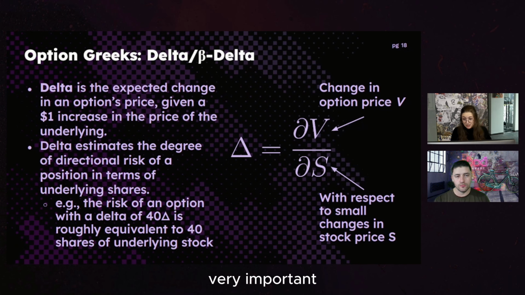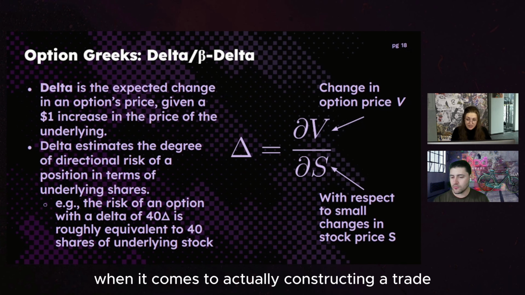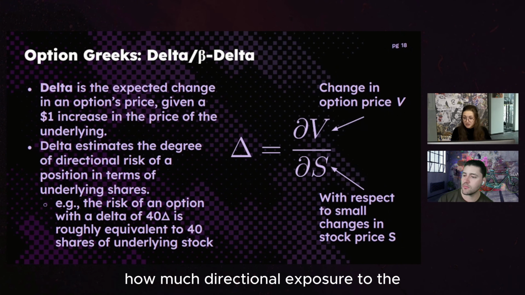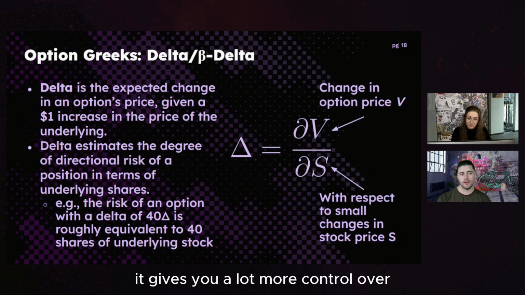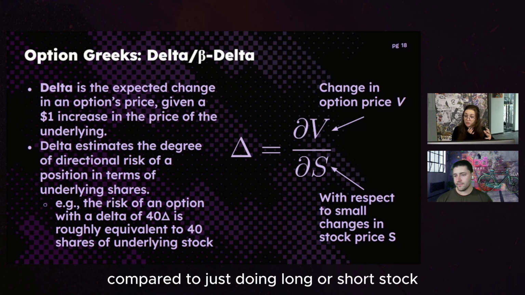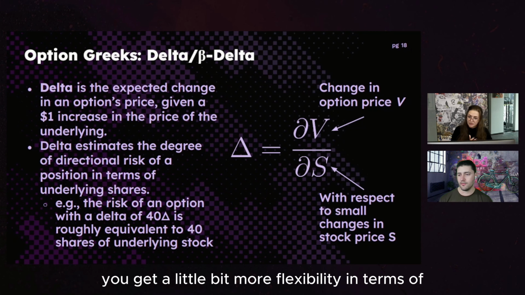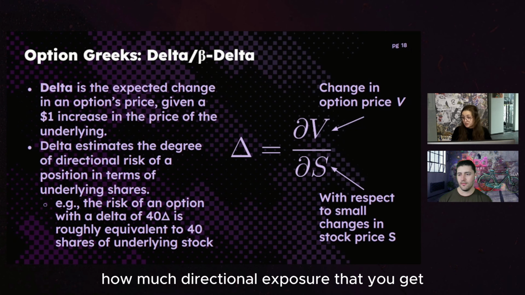Delta is obviously very important when it comes to actually constructing a trade, because that really defines how much directional exposure to the underlying price that you have. And because you can control what the delta of a contract is, it gives you a lot more control over the directional exposure of a trade compared to just doing long or short stock. You get a little bit more flexibility in terms of how much directional exposure that you get.